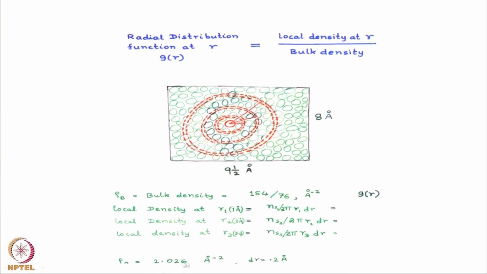So, your bulk density is already calculated here. You will see that it is 2.026 angstrom to the minus 2. So, this is the first one. So, calculate all the local densities, divide by the bulk density, you will get a g(r).